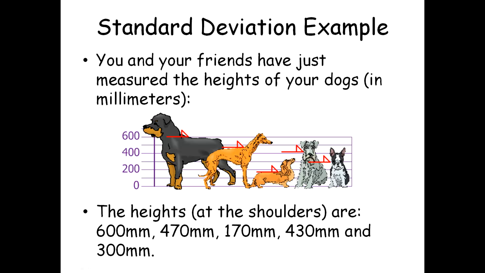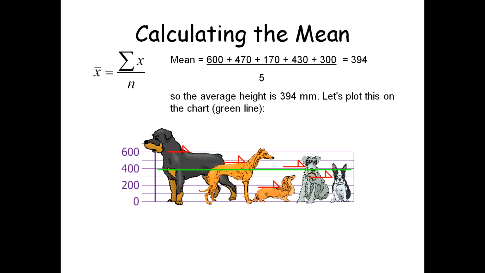The standard deviation is a little bit different, and the best way to illustrate this is by using an example. Let's say you and your friends have just measured the heights of your dogs in millimeters, and you've got 5 dogs altogether. Then the heights of the shoulders of the dogs are as follows here, and they're actually plotted on this chart. As we learned last time, we learned how to calculate the mean. We sum up the individual values, and then we divide by the number of values that there are. This is the arithmetic average, remember, and it is illustrated by X bar, X with a bar over top. The average height, then, the mean height, is 394 millimeters. So on our chart, this is the green line.